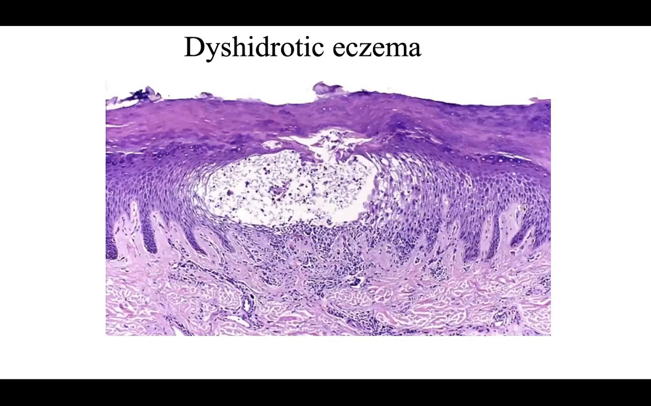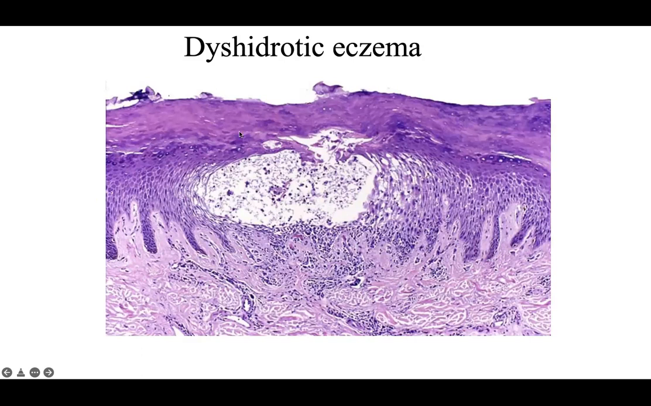Here is dishydrotic eczema. And again, the clinical question that we often get is dishydrotic eczema versus bullous tinea versus pustular psoriasis. So here, I don't view this as a classic psoriasiform hyperplasia to the side. So that argues against a pustular psoriasis. I don't see abundant neutrophils here. So that argues against a pustular psoriasis. And if I saw some eosinophils in the dermis, that would also argue against a pustular psoriasis.